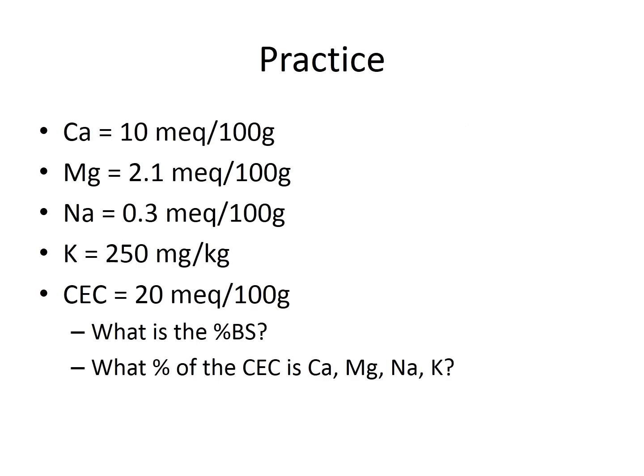So here's kind of a practice problem, and this is going to be an assignment that I want you to turn in to me. I want you to create a calculator with Excel where you can take calcium, magnesium, sodium, potassium, and cation exchange capacity, and from that calculate percent base saturation. But in addition to that, I want you to calculate individually what percent of the CEC is calcium, magnesium, sodium, and potassium. Okay, I think you have the ability to do that, knowing what you know already about Excel.